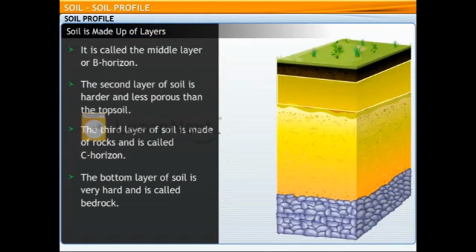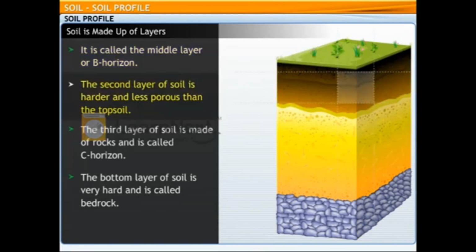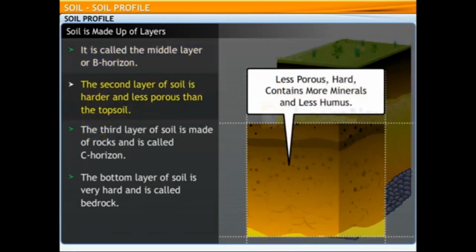The layer below the topsoil is called the B horizon or the middle layer. The middle layer is less porous than the topsoil and is therefore harder. It contains more minerals as compared to the topsoil, but a lesser quantity of humus.